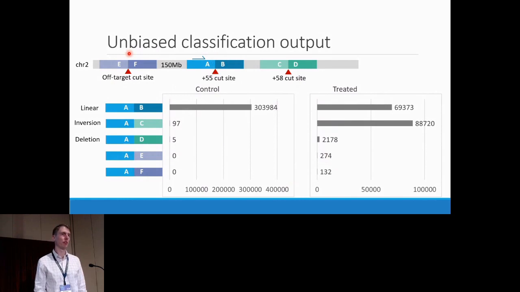And these are important for therapeutic applications because these would be unideal or suboptimal editing outcomes. And minimizing these type of outcomes would be important for therapeutic purposes.